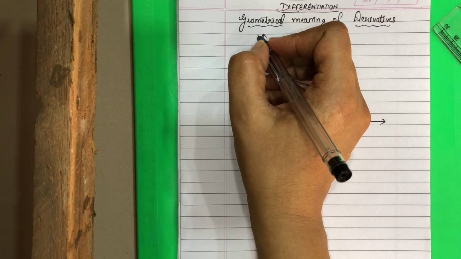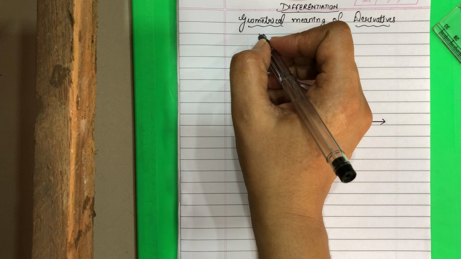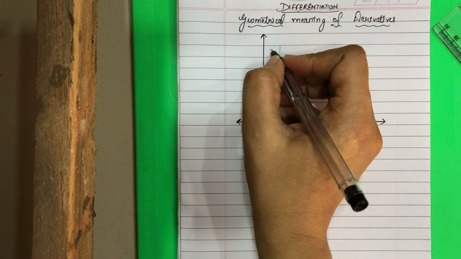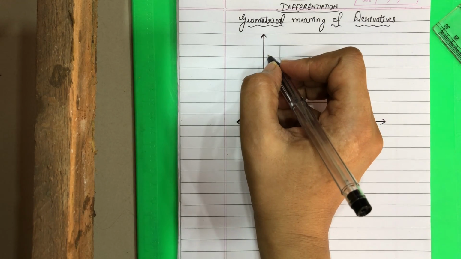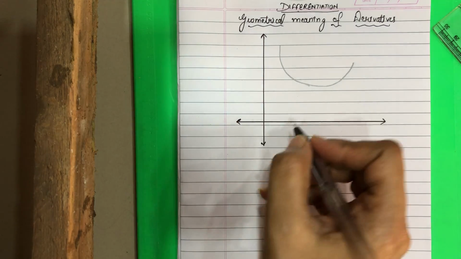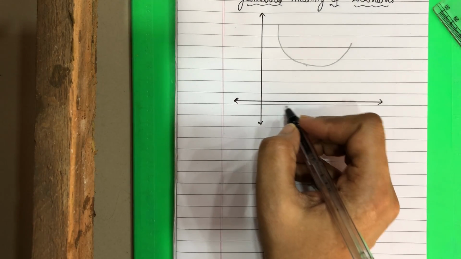We are continuing with the session of differentiation. In this session, we'll study the geometrical meaning of derivatives. For that, obviously, we need to see it as a diagram.